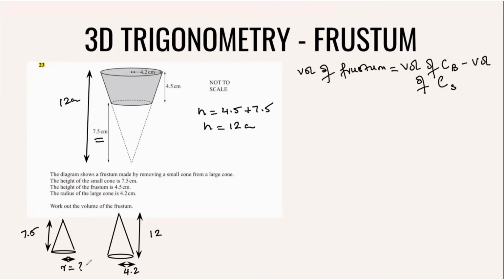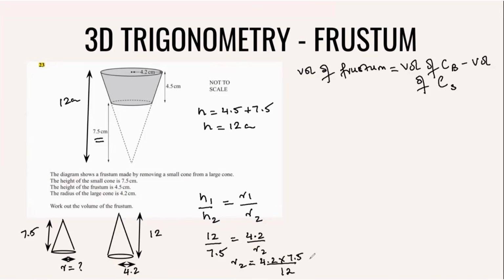Since both the cones are similar, because the small cone was removed from the big cone, so it's literally from the same shape, they are similar cones. So we use the concept of similar shapes: height of one shape divided by height of the second shape equals radius of the one shape divided by radius of the second shape. So 12 divided by 7.5 equals 4.2 divided by R2. So R2 is going to be 4.2 times 7.5 divided by 12. That equals 2.625 centimeters. So that is the radius of the small cone.